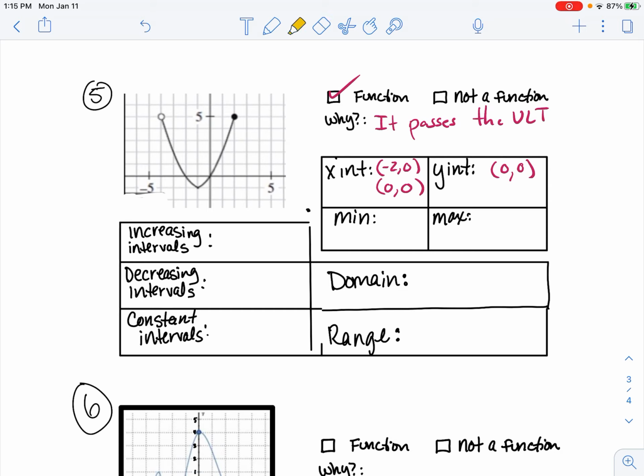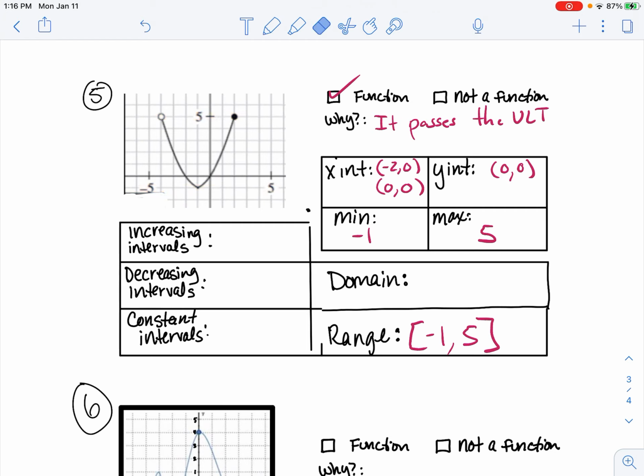The minimum, the lowest value, looks like -1. And the maximum is 5, and it is 5 because of the solid dot. So the range would go from -1 all the way up to 5. But those would be brackets because those are actual values.